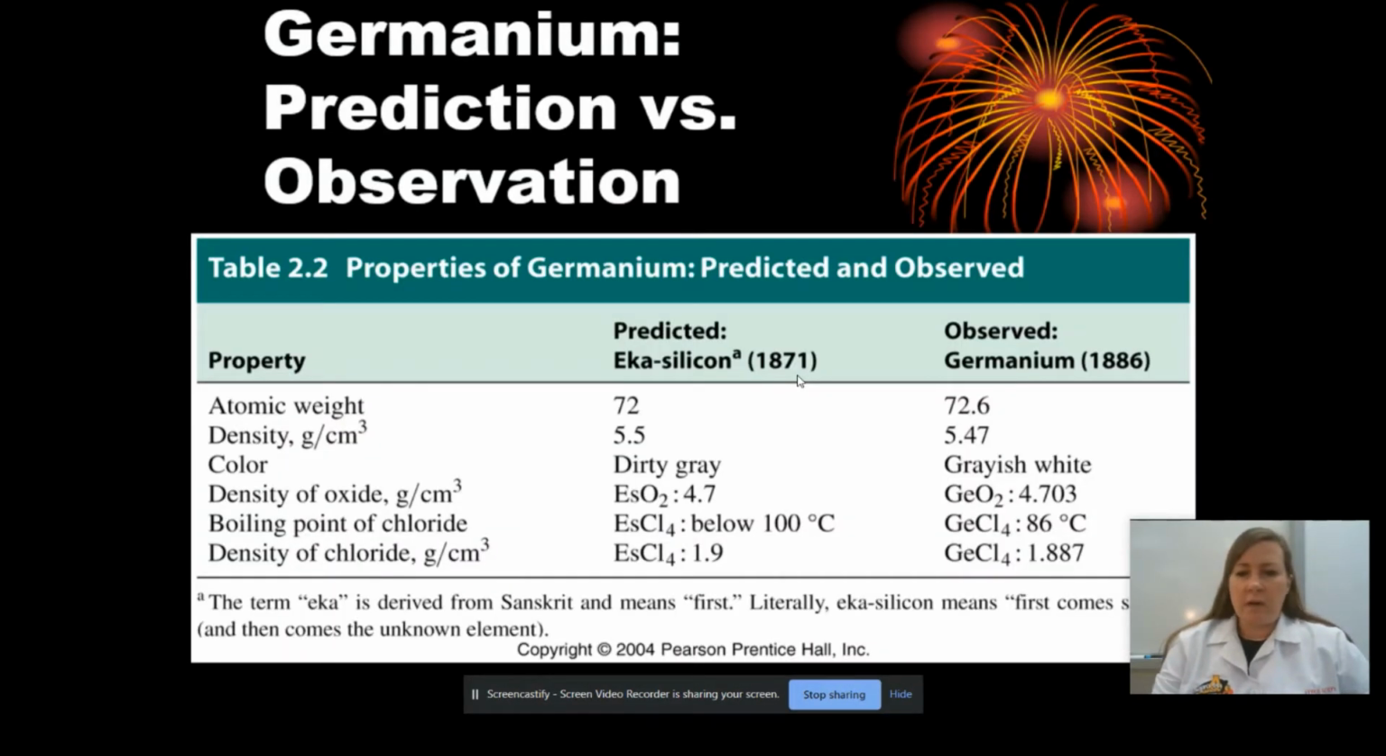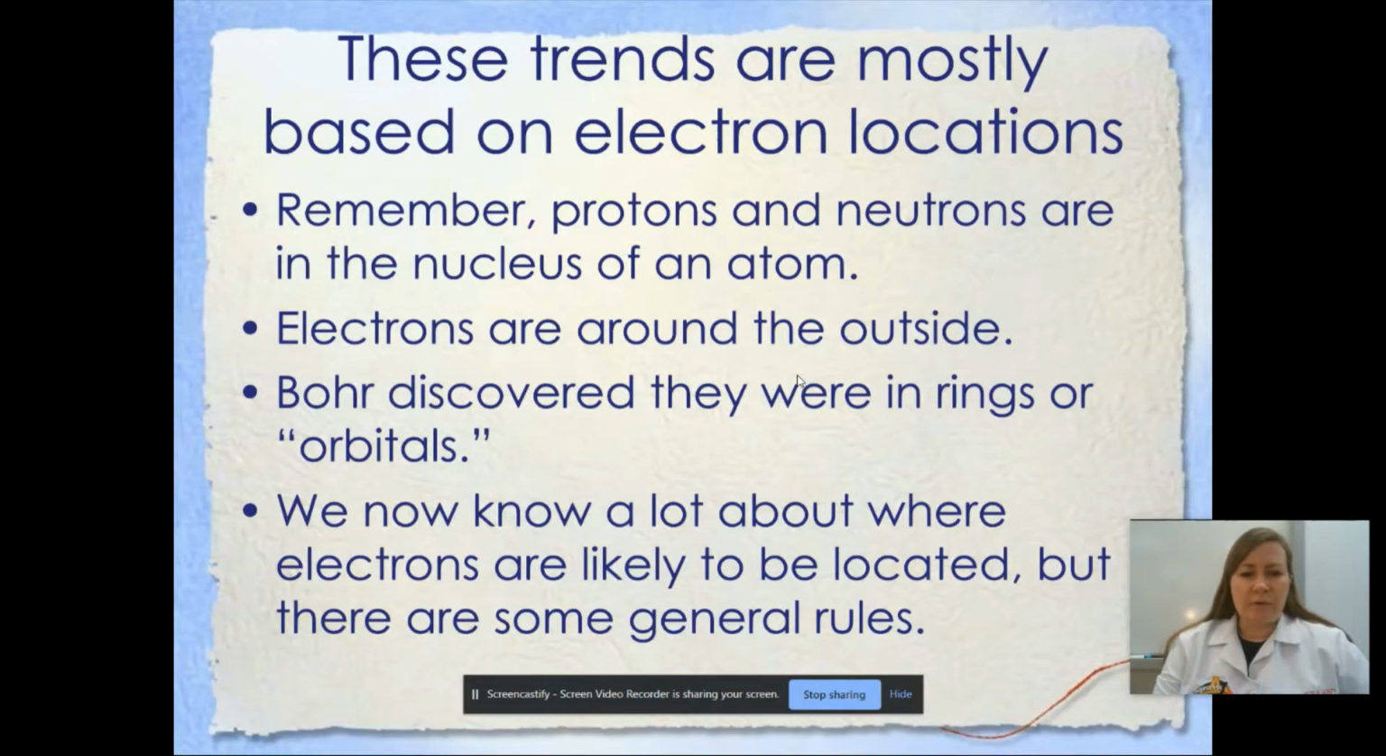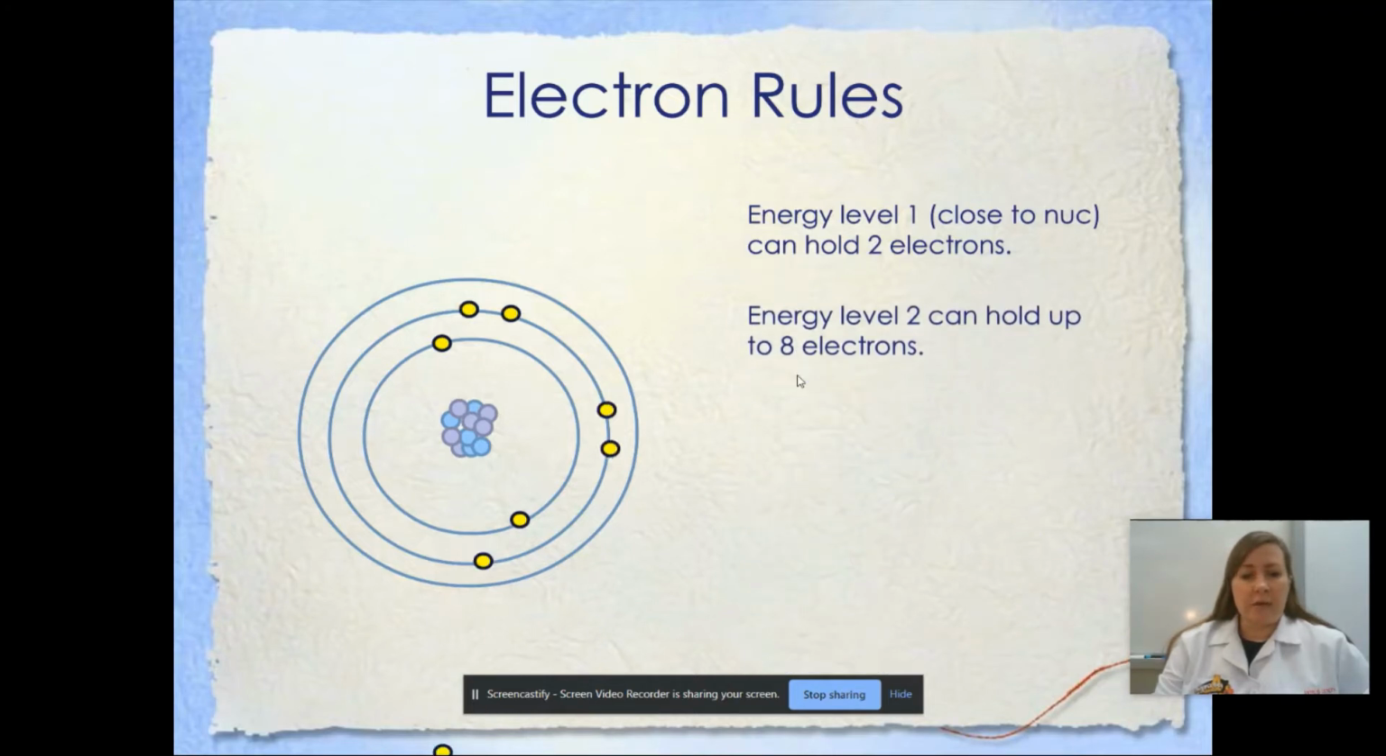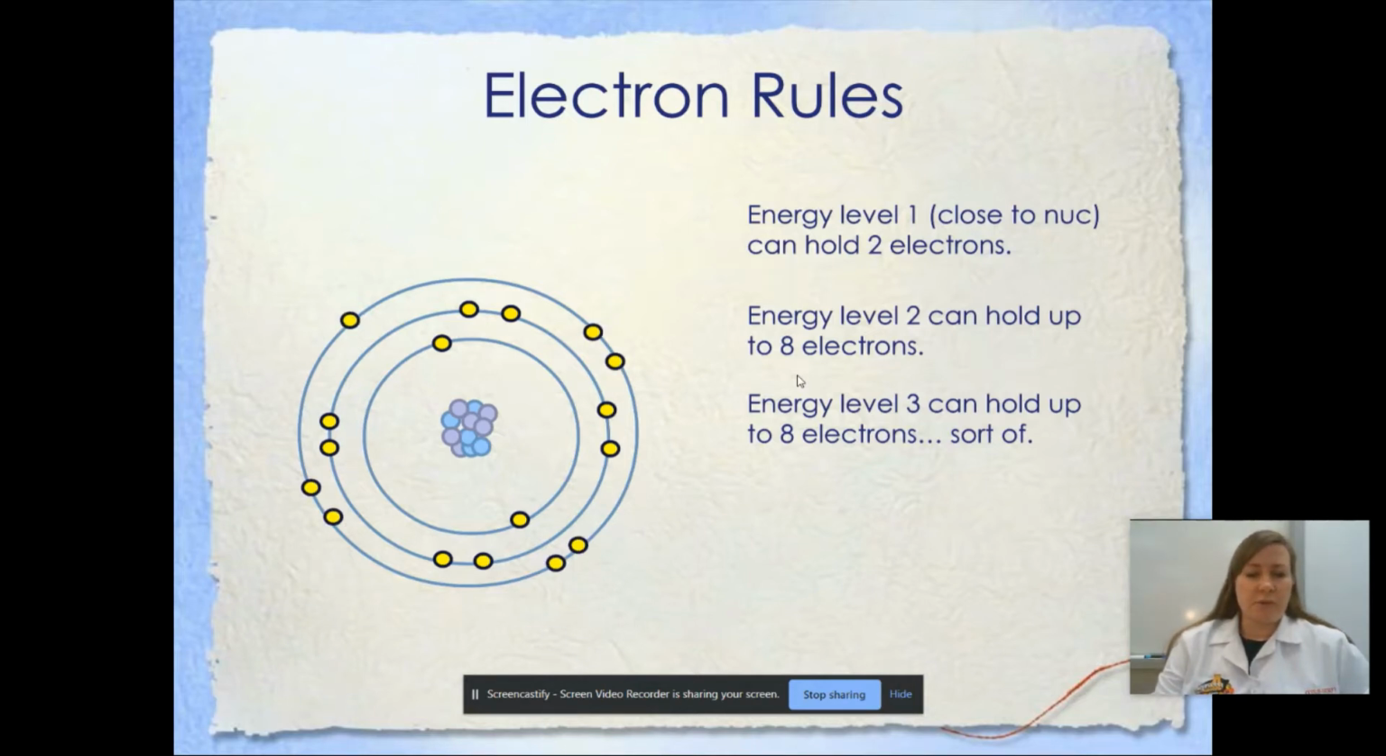So we talked about Dmitri Mendeleev developing the first periodic table, and we talked about the fact that there are lots of trends on the periodic table that he used to develop that. And it has a lot to do with where electrons are located. So we said that electrons can be located in orbitals around the nucleus, and the first energy level around the nucleus has 2 electrons that it can hold and no more. Energy level 2 can hold up to 8 electrons, and energy level 3 can hold up to 8 electrons as well. But that's only sort of true.